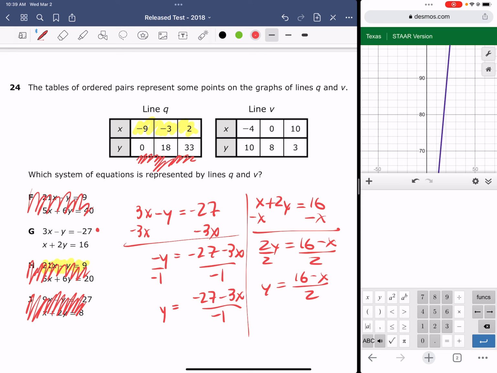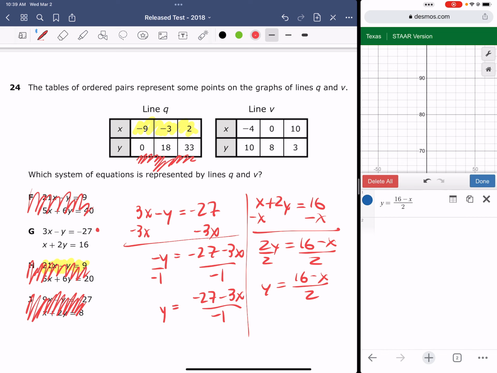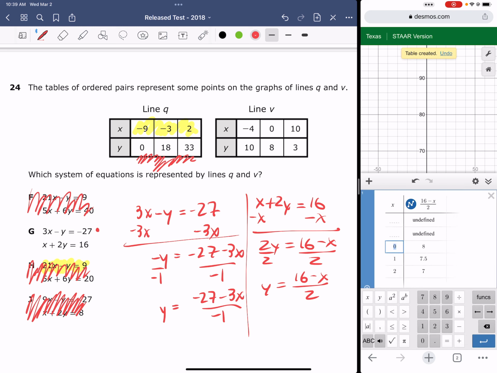Coming back over to Desmos, we can start by typing that equation in, y equals 16 minus x divided by 2, and creating a table. Deleting out the x values that Desmos gives us and typing in the ones in the problem, we have negative 4, 0, and 10. That produces the same y values, 10, 8, and 3, as the ones given in the question. And so now I feel supremely confident that letter G is the correct answer.